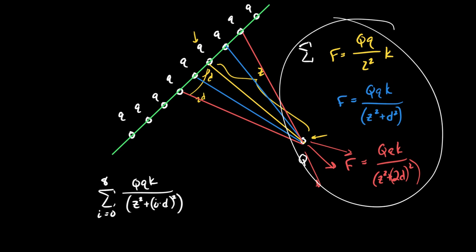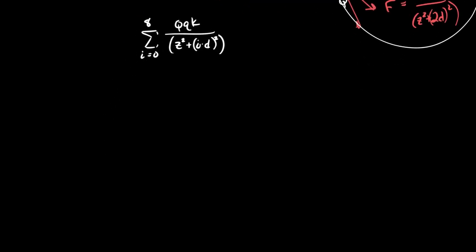This says the size of my force is equivalent to this function, which is Coulomb's law, and I am going to add up each one of these forces, starting with I equals 0 and adding up each of the charges. Now, if there's 8 on the left side and 8 on the right side, I might need to multiply this by 2 to indicate that there's 2 sides.